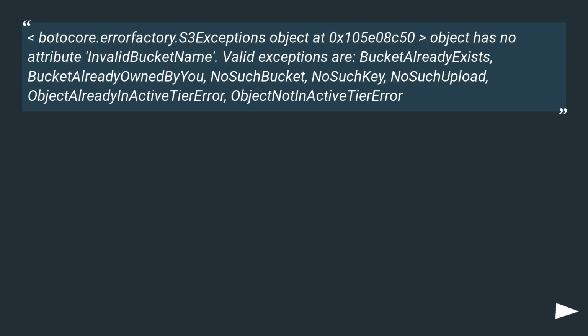<botocore.errorfactory.ClientExceptions object at 0x105E08C50> object has no attribute InvalidBucketName. Valid exceptions are: BucketAlreadyExists, BucketAlreadyOwnedByYou, NoSuchBucket, NoSuchKey, NoSuchUpload, ObjectAlreadyInActiveTierError, ObjectNotInActiveTierError.